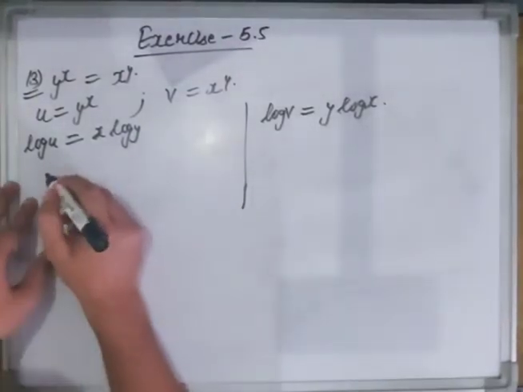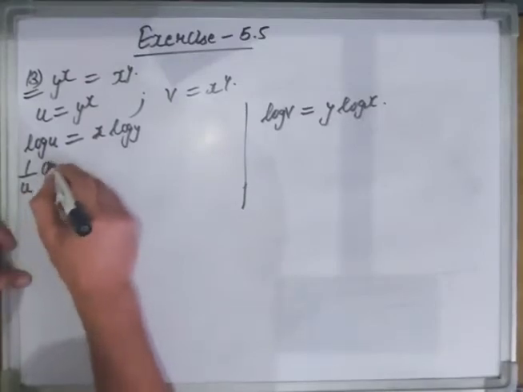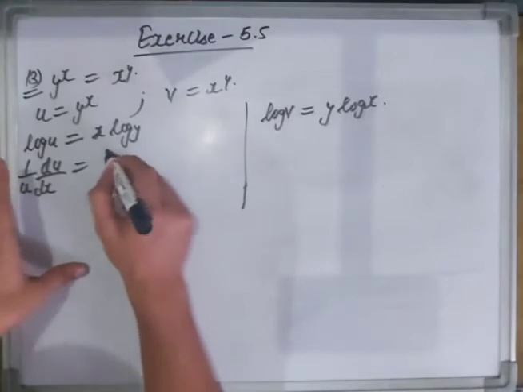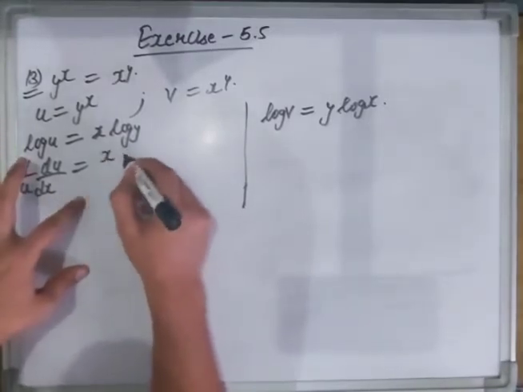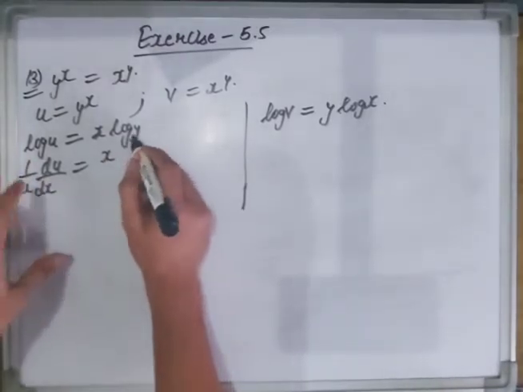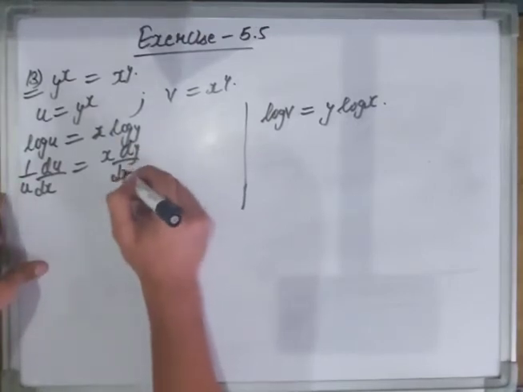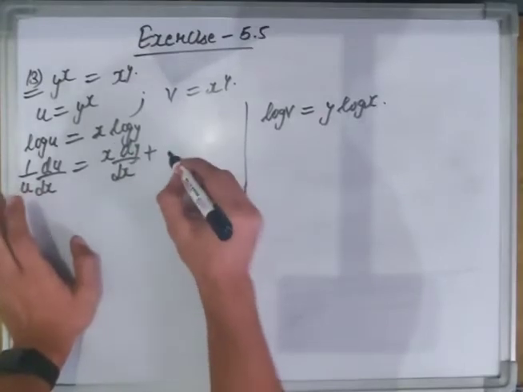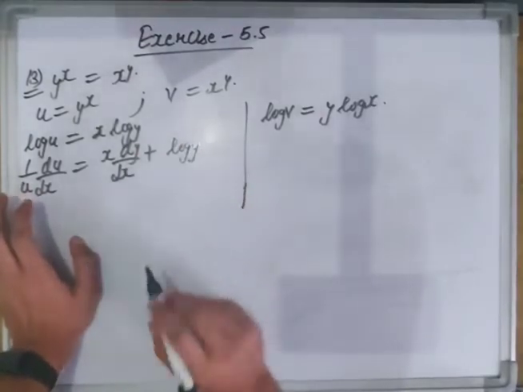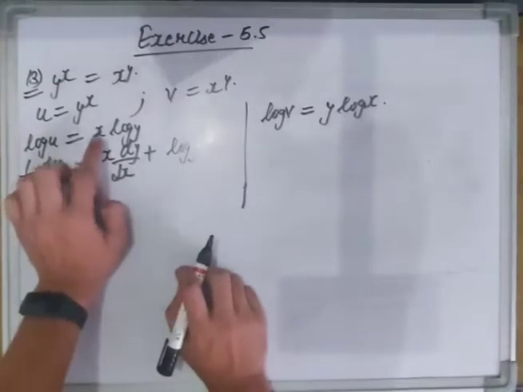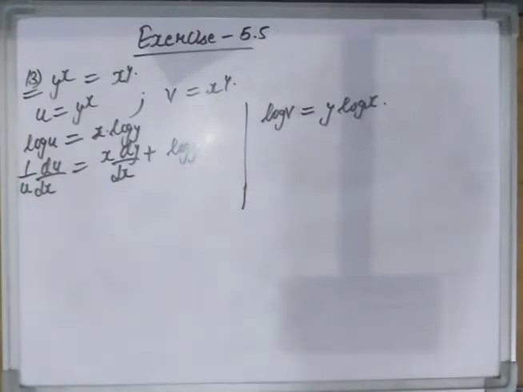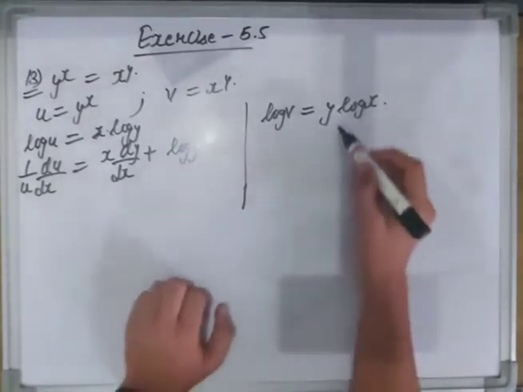Okay, 1 upon u du upon dx. And x log y differentiation: x as it is, y differentiation is 1 by y dy by dx, sorry, and this time x derivative 1 and log y as it is. See here, x and log y are the two different functions. Don't make the mistake to consider these functions as only one function.